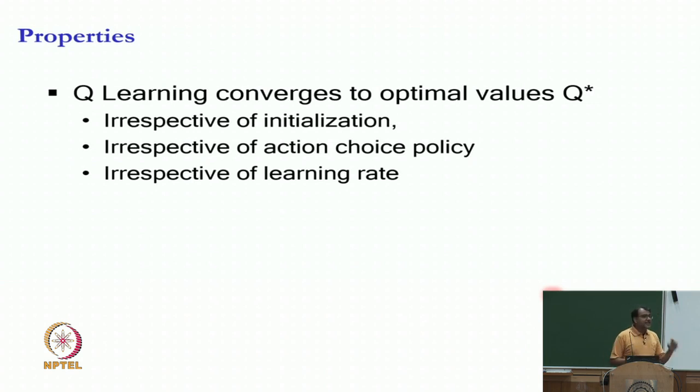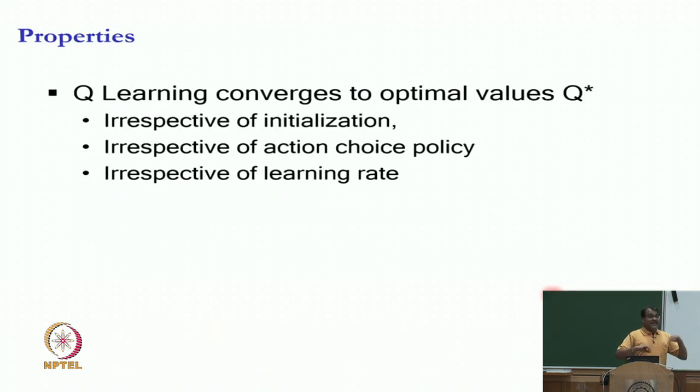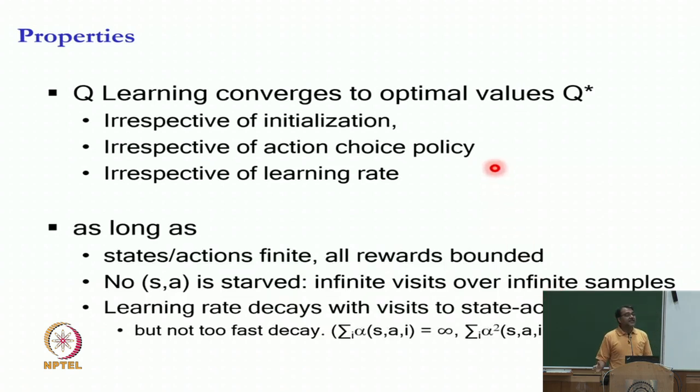irrespective of how you initialize, irrespective of what action you choose in a state. This is very interesting. Irrespective of your learning rate, as long as some constraints are satisfied. So, this is where I am going to tell you what kind of alphas are allowed. First of all, state-actions need to be finite and rewards need to be bounded, just to make sure that we are not working with infiniteness somewhere. Second, no (S,A) is starved. This is the kind of thing that we have been talking about in other algorithms as well. If you don't execute (S,A) often enough, then you would not know its value, and if you don't know its value, it could be the optimal, the algorithm will not converge. So, basically we say that in infinite steps, each (S,A) pair will be backed up infinite times, will be visited infinite times. Okay?